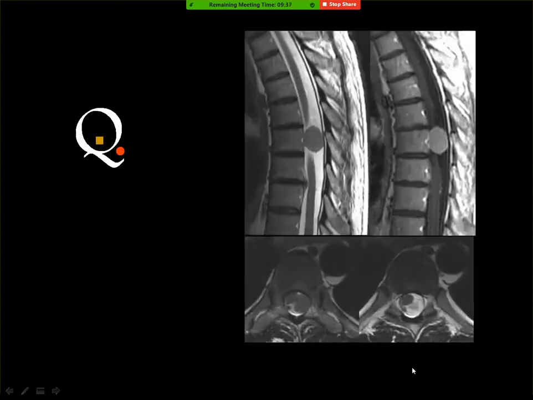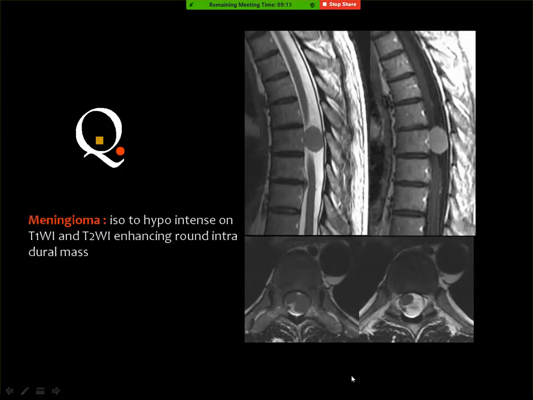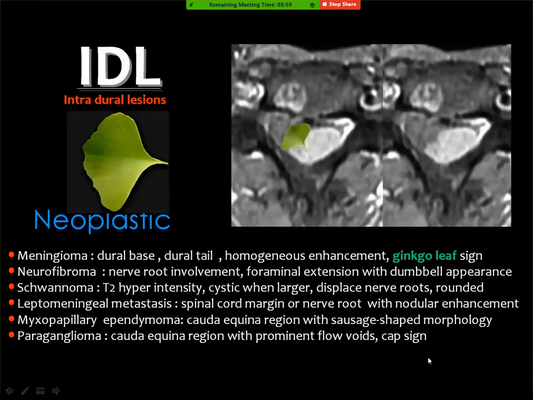Then what do you think of this? Subdural lesion. Yes, what do you think? Isointense in T1 and T2 weighted images. No, this is T2 isointense and enhanced. It is a meningioma. Yes, this is a meningioma. It appears as a subdural lesion because of widening of the epidural space, and you see a broad base with the dura. This is one of the possibilities.